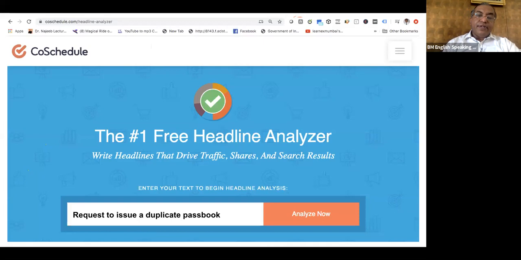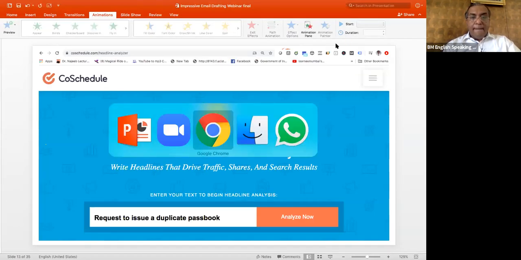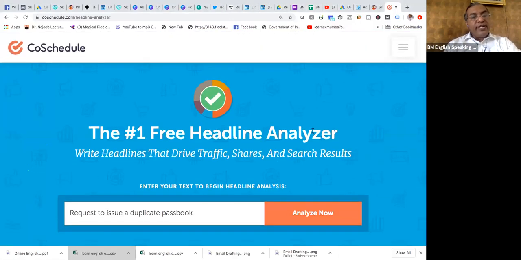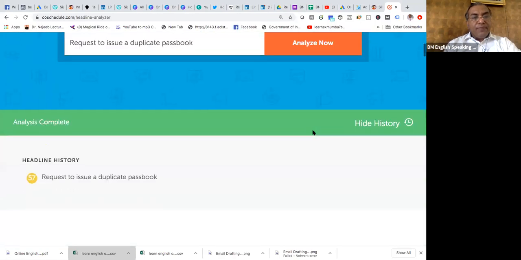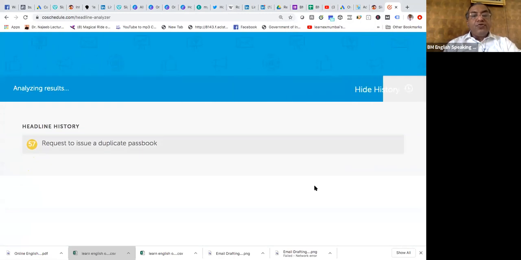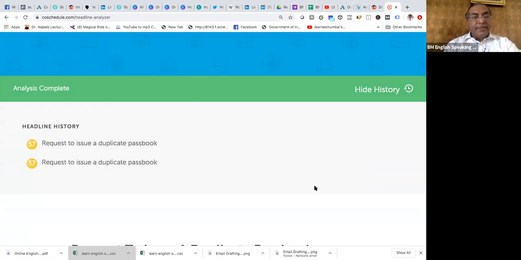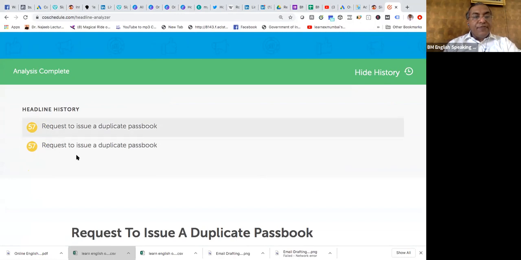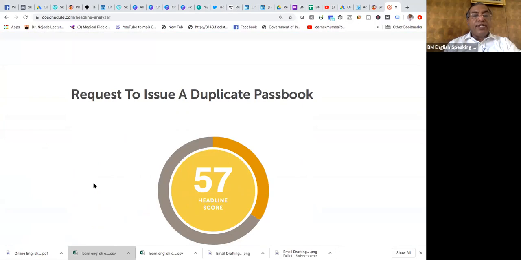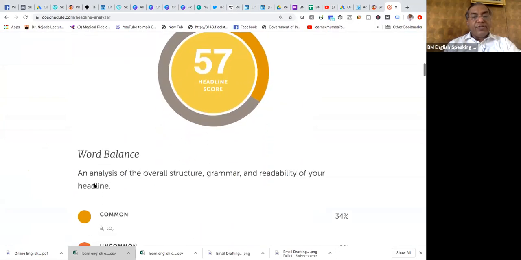So let's say I type your request to issue a duplicate passbook. Now I'll share with you how this tool helps you. This headline analyzer will analyze your subject line and give you a detailed analysis of your heading. And it says you got 57 marks out of 100. Ideally, you should get 70 marks for it to be really catchy and interesting for somebody to open an email.